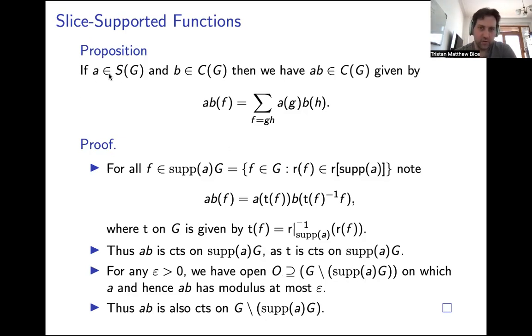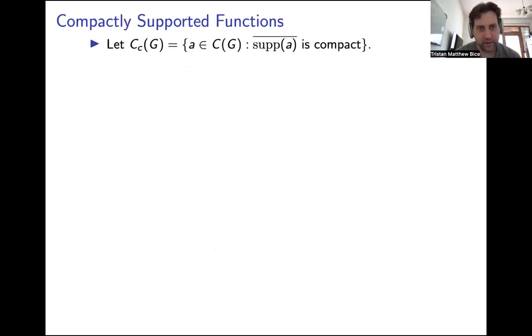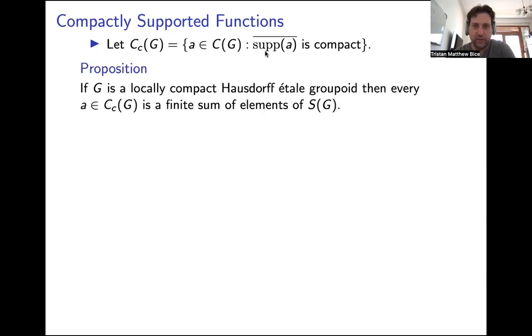So we know that convolution is well defined and gives you a continuous map, as long as one of those functions is slice supported and the other one is bounded, basically. Now let's generalize a little bit further and look at compactly supported continuous functions. Of course, the support itself is open, which means it's very rarely compact. However, you can always take the closure. So to say compactly supported, you're really saying that the closure of the support is compact.